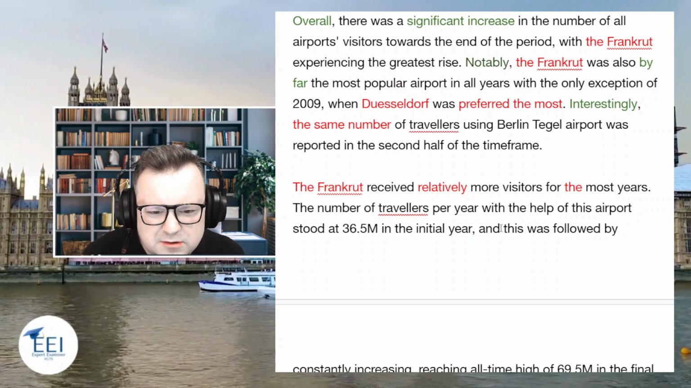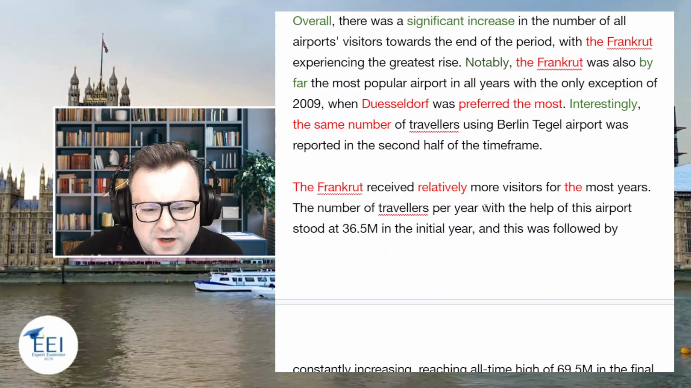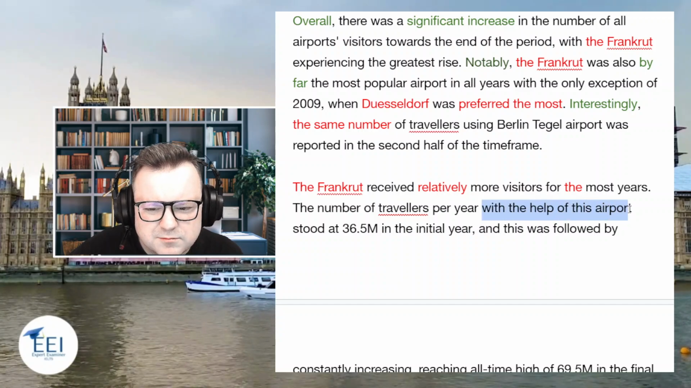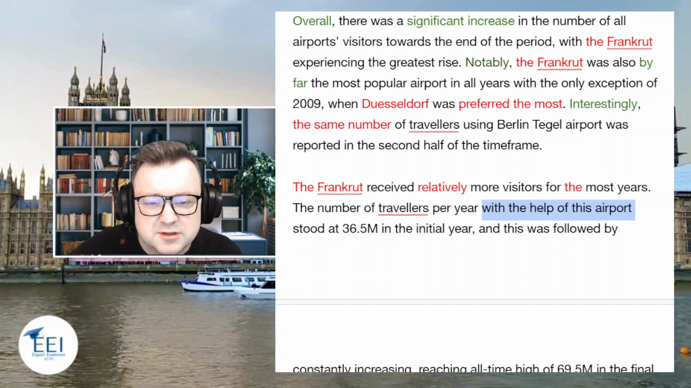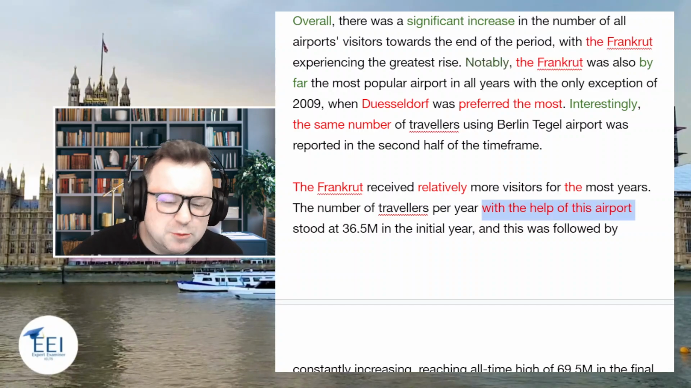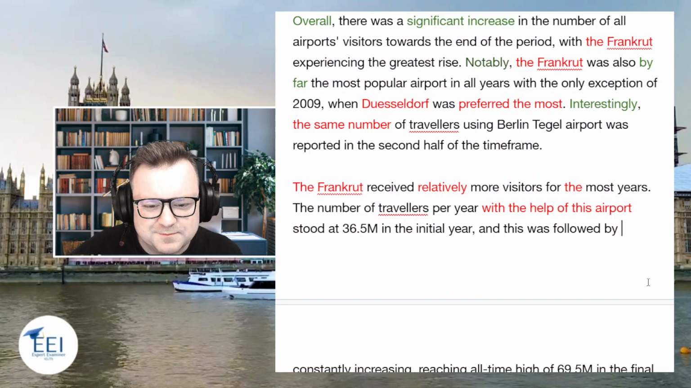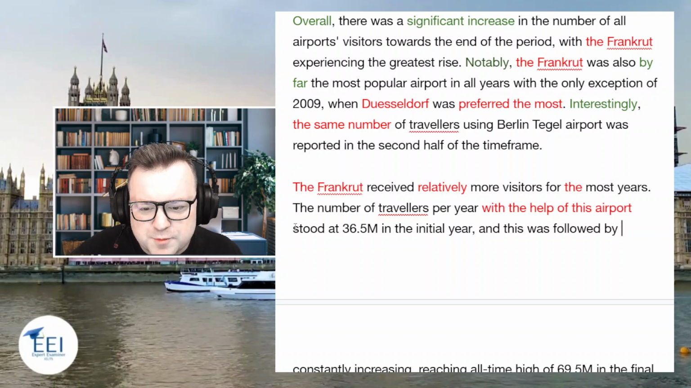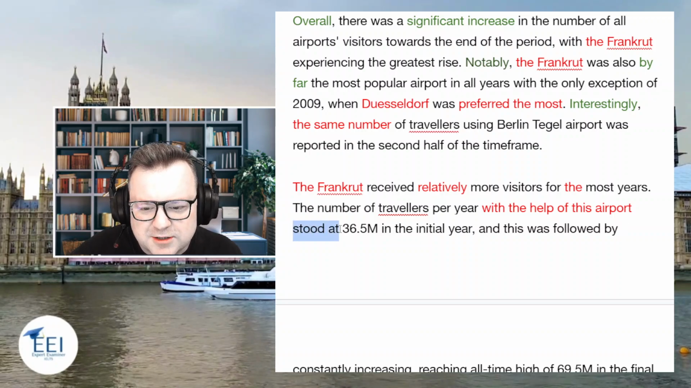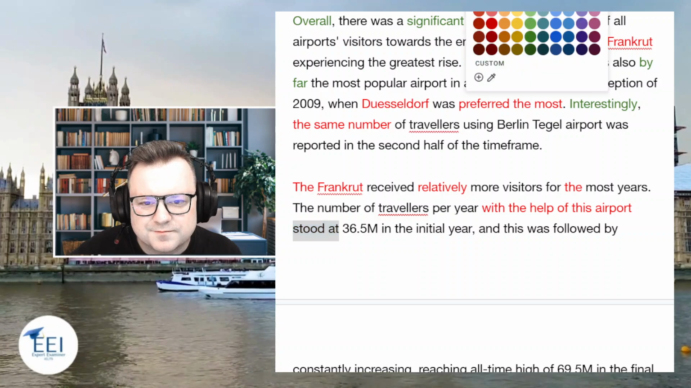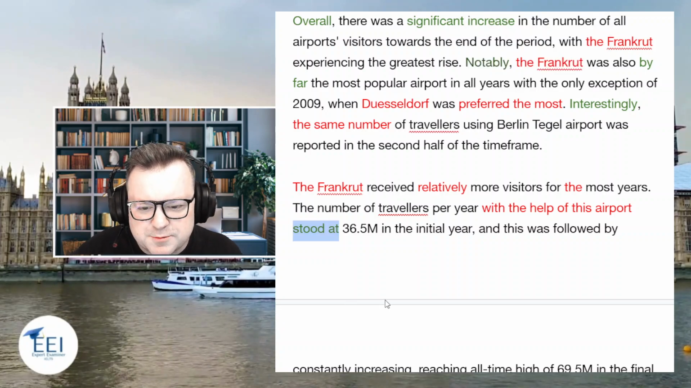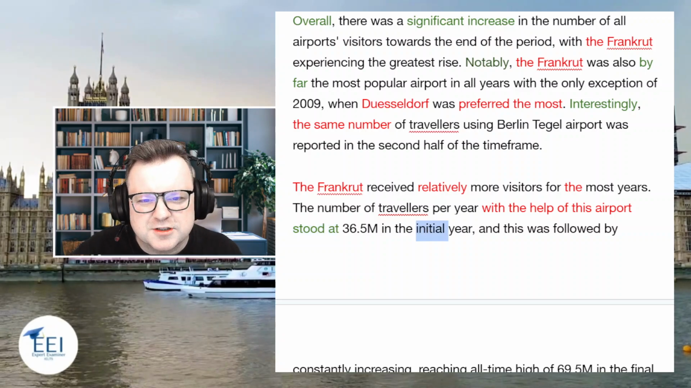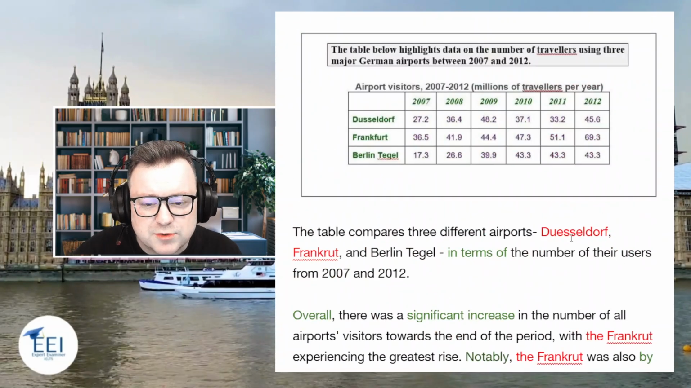It's just not clear. "The number of travellers per year with the help of this airport is totally." I don't want to be critical, we just don't need it. "The number of visitors, the number of travellers per year stood at." I like this stood at. Nice. "So at 36.5 million in the initial year." I don't like initial. First is fine, in the first year. Or just say in 2007.